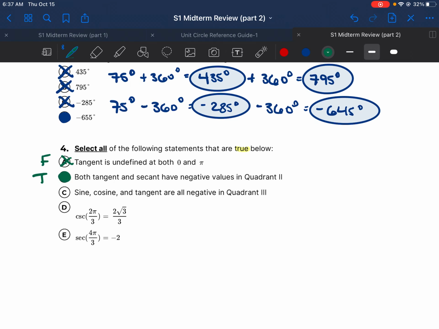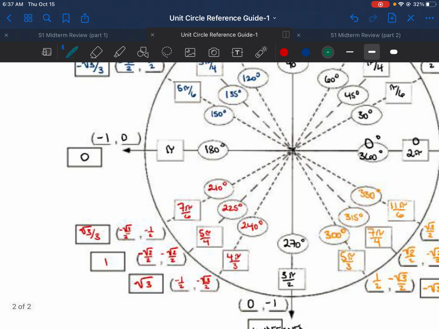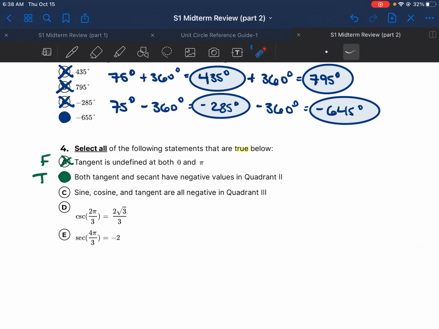Statement C, sine, cosine, and tangent are all negative in quadrant 3. Well, let's look at quadrant theory here in red. Cosine values, the x values, are negative. The sine values are also negative, the y values. However, if you look at the tangent values here on our rectangles, they're all positive. That's because tangent is sine divided by cosine, and negative divided by negative would end up giving you a positive. So this statement is false. And it's all due to tangent right here. Tangent should be positive in quadrant 3.